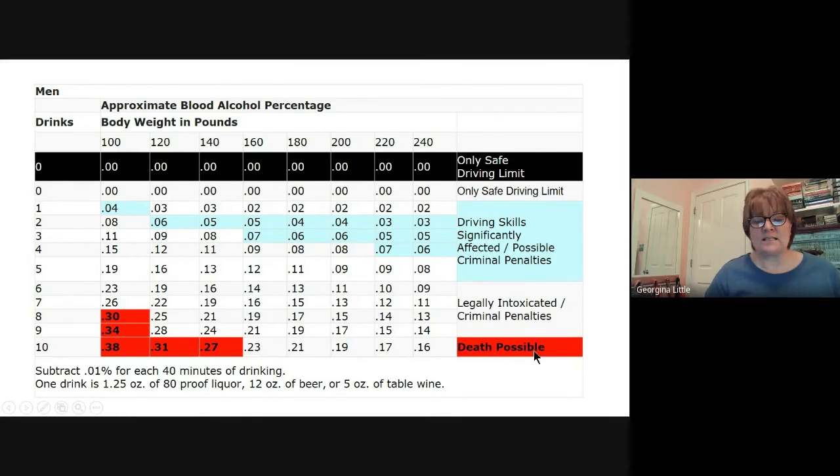Note that this is in that range. We were talking the other day about what the range is, and I was saying I think it's like 0.4, 0.5. But they're saying as low as 0.3, or 0.27, you can die from alcohol poisoning. Obviously, different bodies, different tolerances, so it doesn't mean it's automatic.